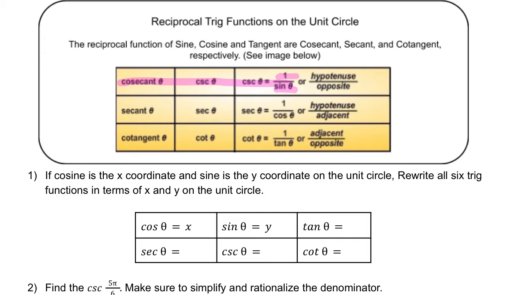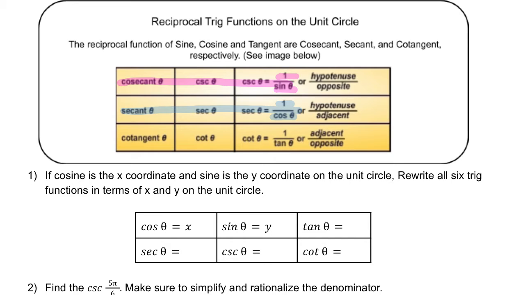We then also have secant. Now, secant is the reciprocal of cosine, and so again, you can see how it's 1 over the cosine of theta. And again, looking at it in regards to a right triangle, cosine of theta is adjacent over hypotenuse. So if we flip that, we're going to get secant, which is the hypotenuse over adjacent.